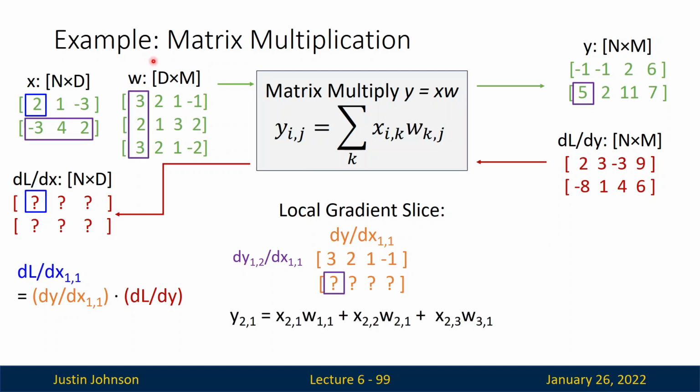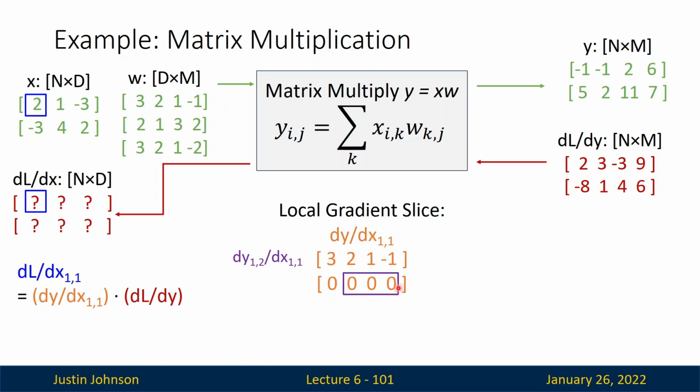And again, for y21, by the definition and its derivative, its value is 0, because y21 is the summation of the products of this row and this column. Is there x11 here? No. There is no x11 in this equation, so the result must be 0. And for the other elements, of course, they are all zeros.